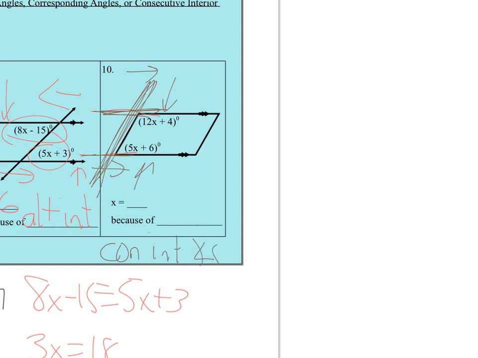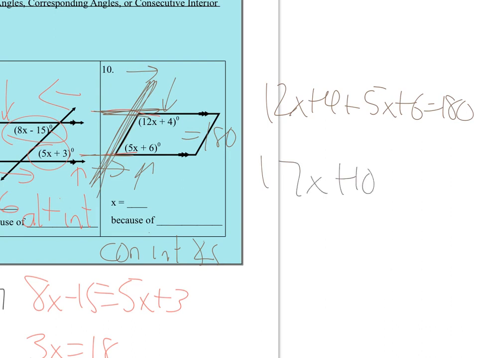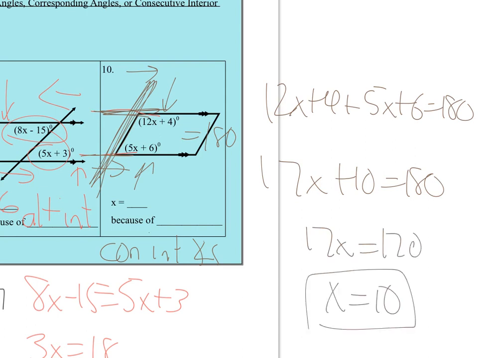Consecutive interior angles. And this is the only one where these two together equals 180. So when I set that up, 12x plus 4 plus 5x plus 6 equals 180. So that becomes 17x plus 10 equals 180. So 17x equals 170. X is going to equal 10. And that's just straight algebra stuff you've been doing for a long time. So x is going to be 10 because of consecutive interior angles. This is the one you recognize is the only one that's going to equal 180.